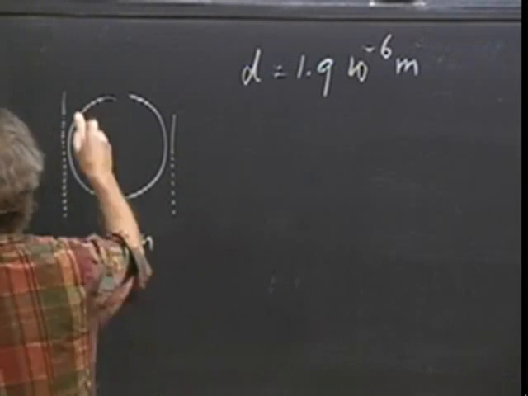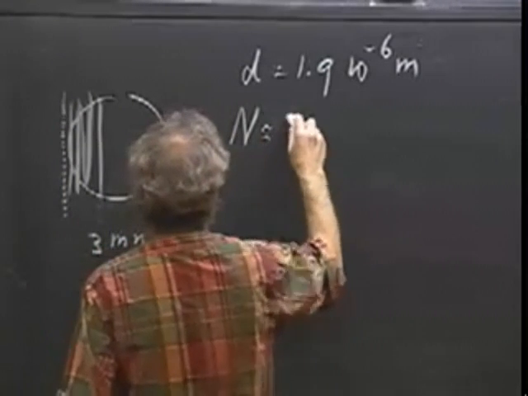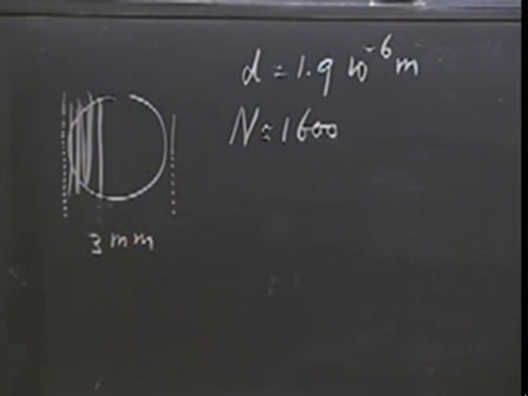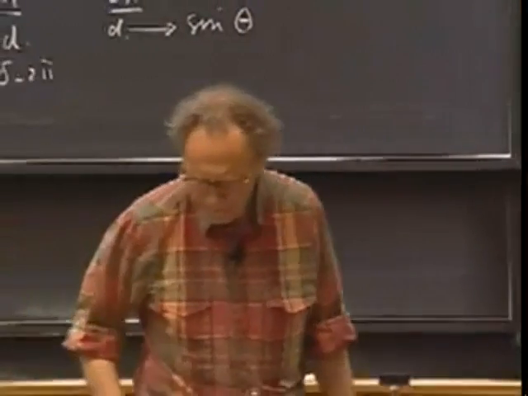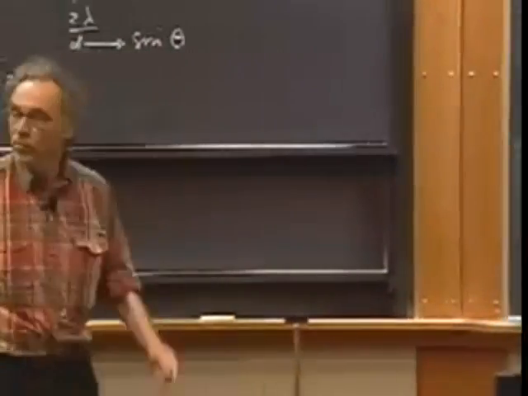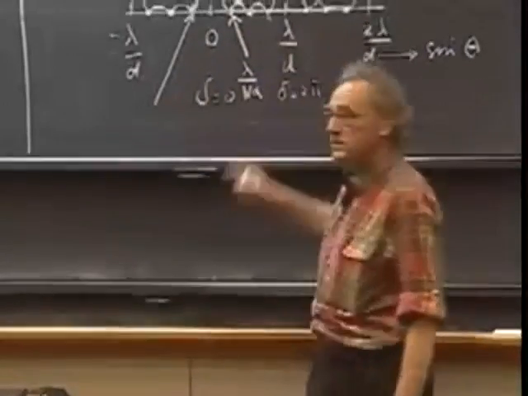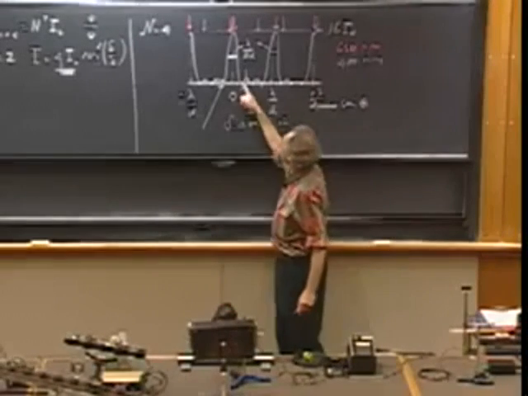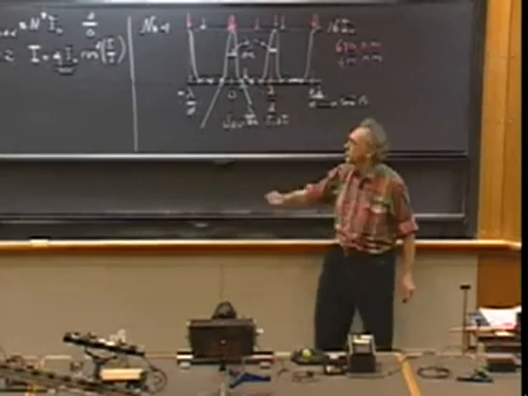So I can calculate now how many of those lines I have here in the 3 millimeters. And I end up with n about 1,600. So when I shine my laser beam through my grading, I use effectively 1,600 of those lines. And I can calculate now what the angles are where on the screen there, on the wall, the maxima will fall. And by the way, there will be 1,599 of these zeros in between. And these minima are so small that you won't even see them. You will only see the maxima.